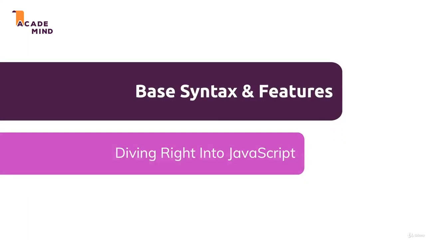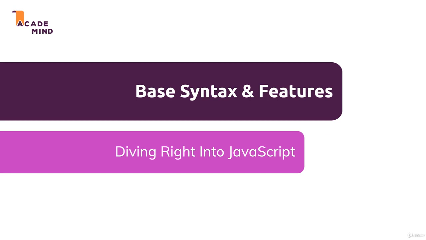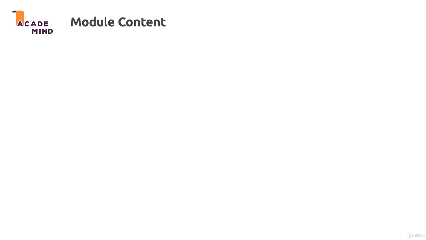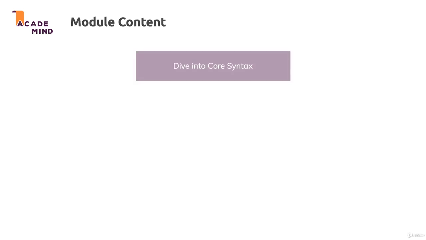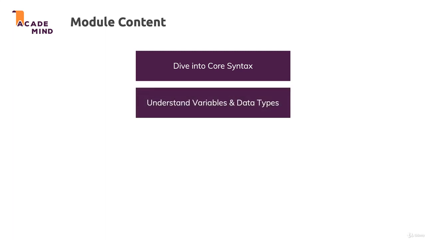So let's dive right into JavaScript, into its core syntax and some core features which you'll need in any JavaScript program you're going to write. Specifically, in this course module, we'll have a look at the core syntax, so how you write valid JavaScript code. We'll explore variables and understand what we use them for, how we create them, how we use them in our program, and with which kind of data we can work in our program.